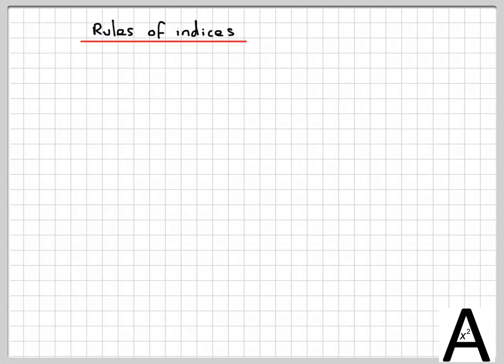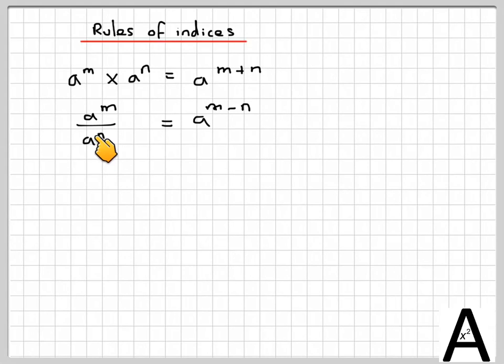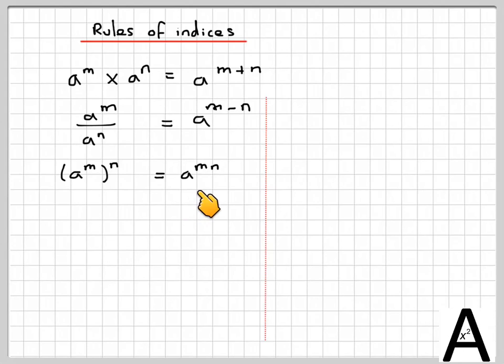Rules of indices. You should know that a to the m times a to the n, because both have the same base, is equal to a to the m plus n. a to the m divided by a to the n is equal to a to the m minus n. (a to the m) to the power of n is equal to a to the mn. a to the minus n is equal to 1 over a to the n.